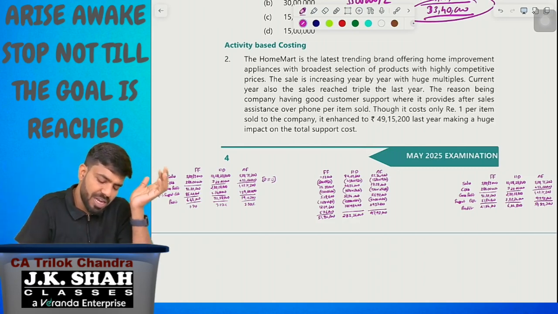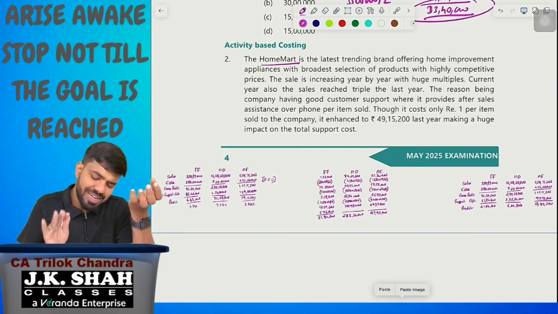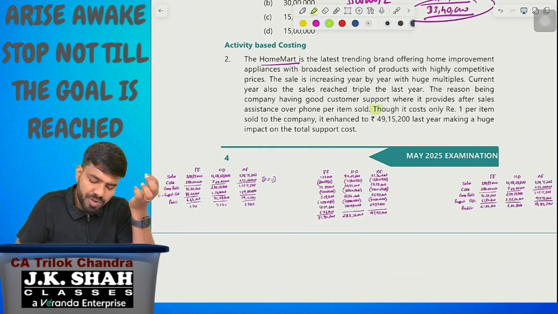So actually they have given the name of the company, Home Mart, which is into home improvement appliances. They have the products with highly competitive prices. Ultimately, in this entire paragraph, what is the useful information? This point is useful information.